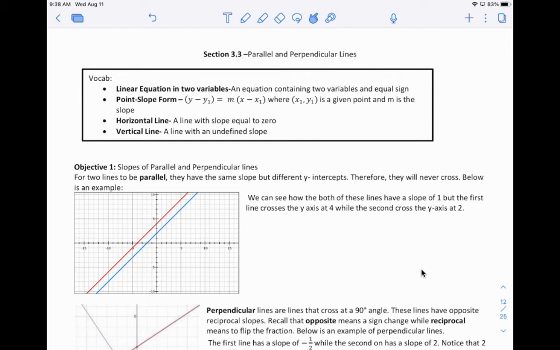Two different kinds of lines. Going to talk about each one. First, we'll talk about parallel, then we'll talk about perpendicular. We'll talk about what they are, making them, all that jazz. Visually, people usually recognize these.